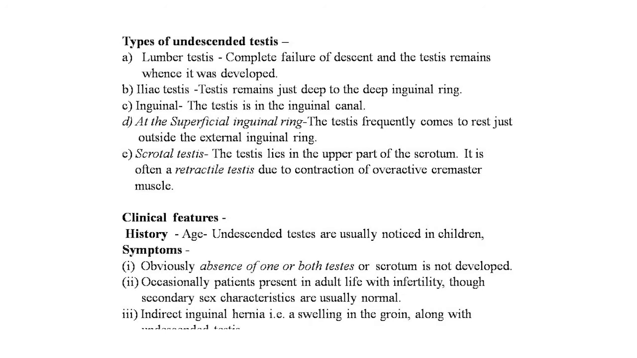History. The age. Undescended testes are usually noticed in children but are occasionally not noticed until adolescent or even adult life. Symptoms. Obviously, absence of one or both testes from the scrotum is the commonest presenting symptom. In fact, the child or the parents first notice that the scrotum is not developed rather than the absence of the testes within it. Occasionally, the patient presents in adult life with infertility, though secondary sex characteristics are usually normal. In a small proportion of the cases, the patient presents with an indirect inguinal hernia, that is, a swelling in the groin, along with the undescended testes.